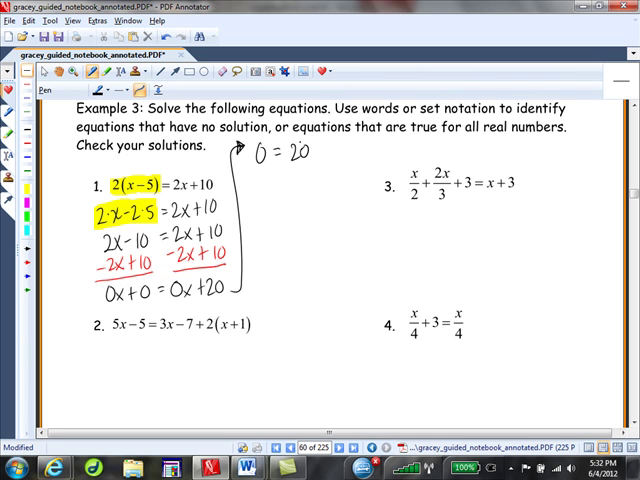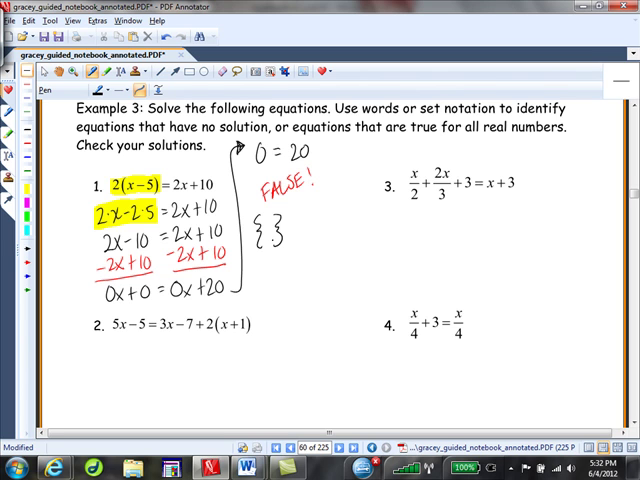So here we go. This is false. So what that means is that there is no number that you could plug in for x that would ever make this statement true. So the way to say there's no number that'll work is to put empty roster brackets.